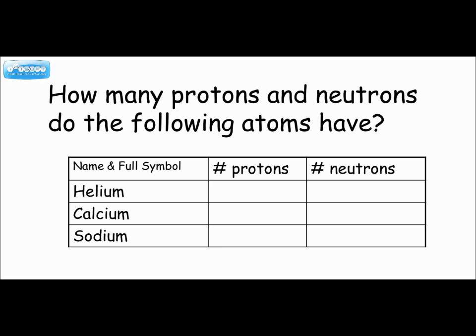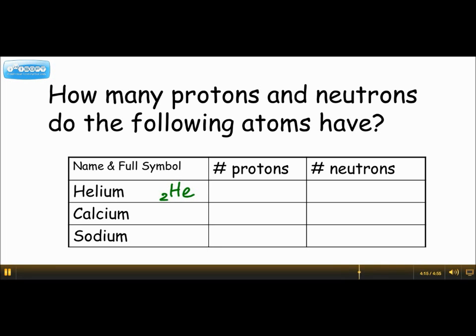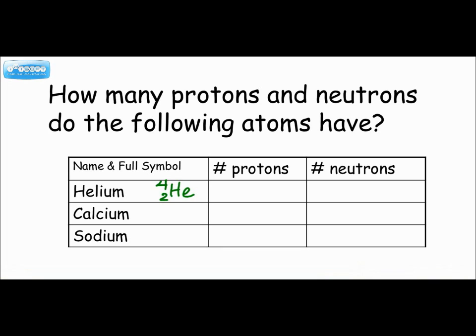So for helium, helium's symbol is He. It has an atomic number of 2 and an atomic weight of roughly 4. The atomic number tells you the number of protons. So this is atomic number. Our atomic number is 2, so we have 2 protons. The number of neutrons is the weight minus the atomic number.